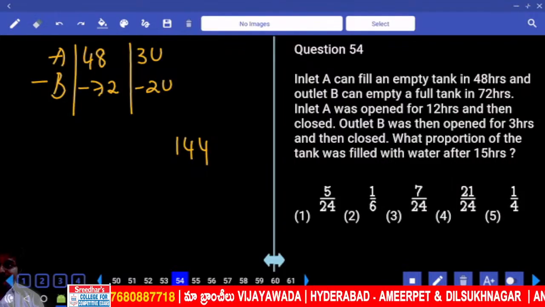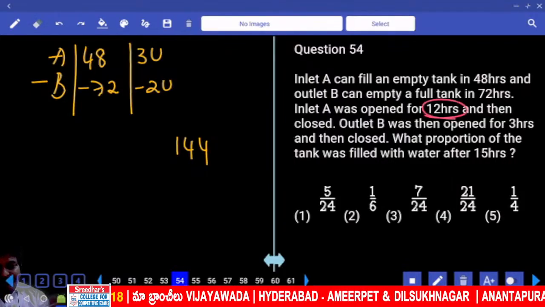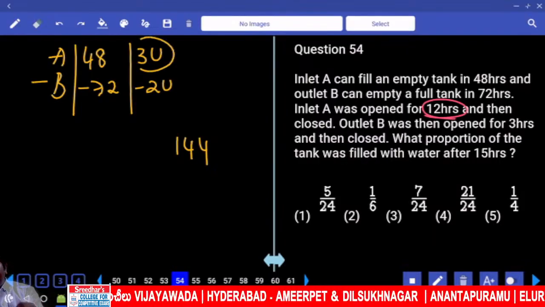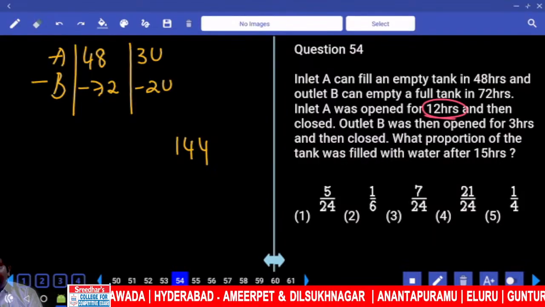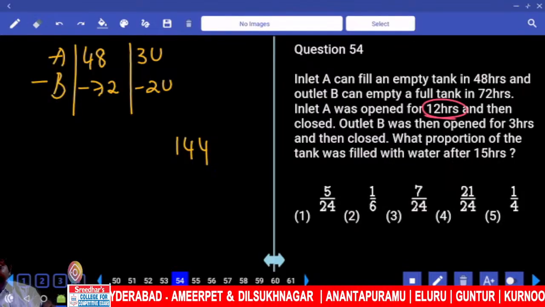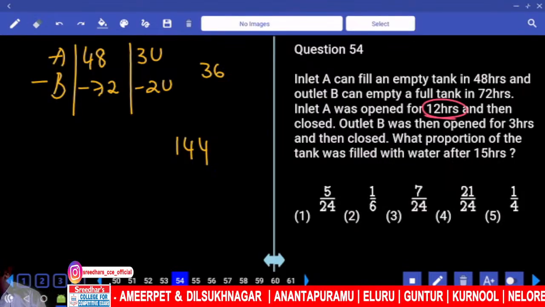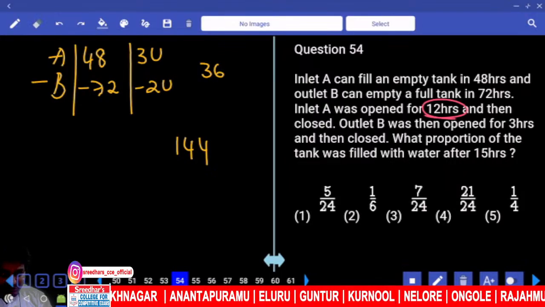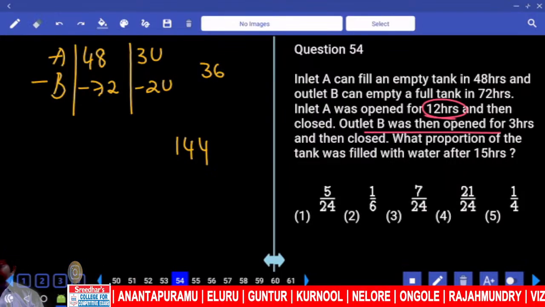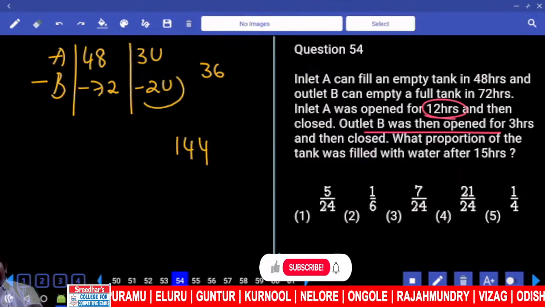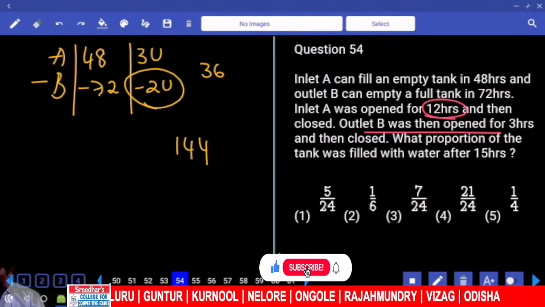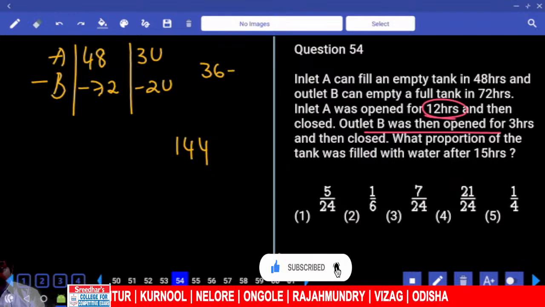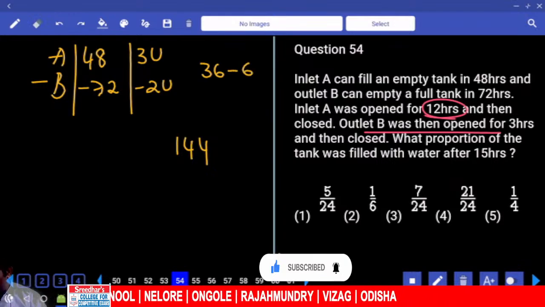Which tap is opened first? A. A is opened for 12 hours; per hour A will do 3 units, so in 12 hours A will do 36 units. Water is in the tank now. Now A is closed and B is opened. B is opened for 3 hours. Per hour B empties 2 units, so in 3 hours it will empty 6 units, taken away again.